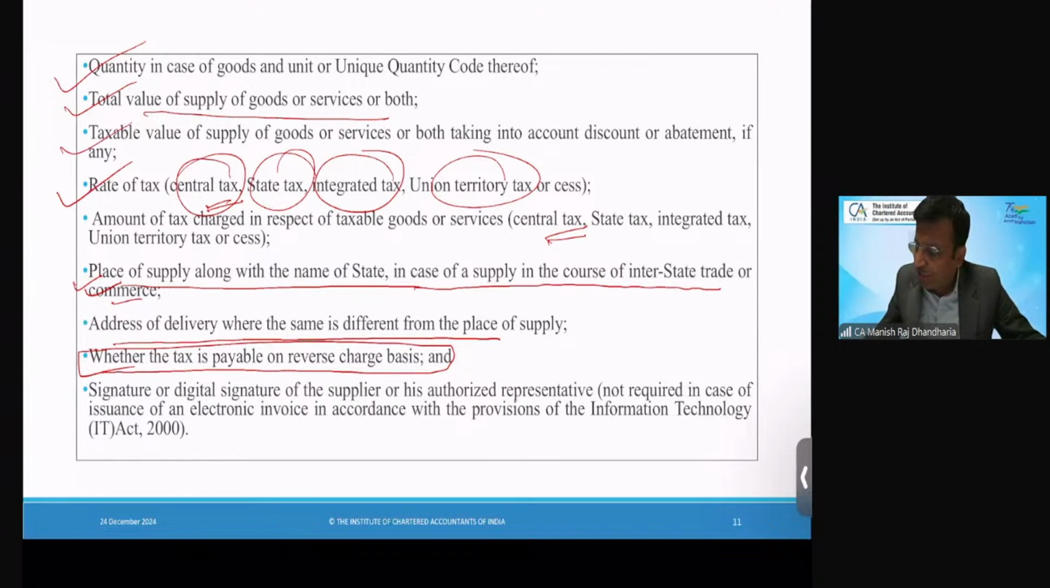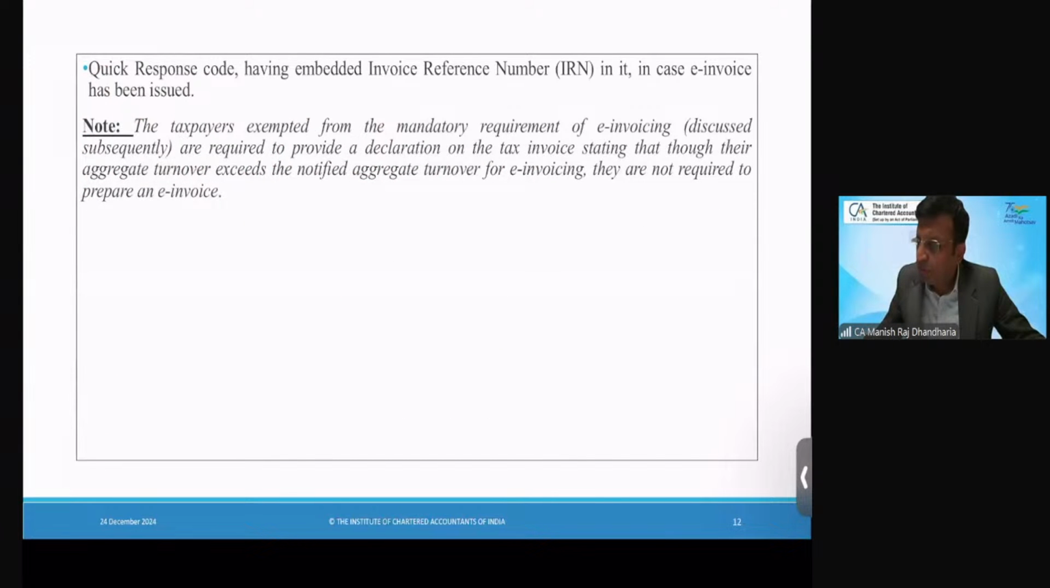Signature or digital signature. QR code. Okay, this is in case of e-invoicing. We'll discuss the e-invoicing later on. तो QR कोड उसके अंदर में आएगा. We'll discuss that separately. ठीक है.